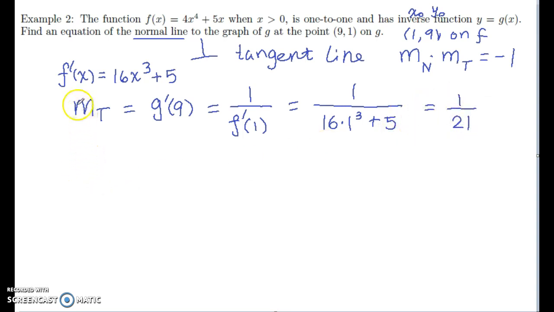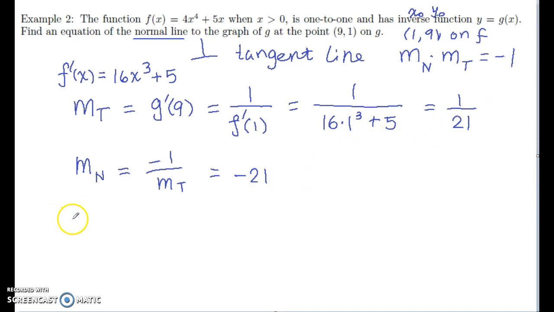So the slope of the tangent line is 1 over 21, therefore the slope of the normal line is -1 divided by the slope of the tangent line. So it's a negative reciprocal. What is the negative reciprocal of 1 over 21? It's just -21. Now make sure they multiply to -1.